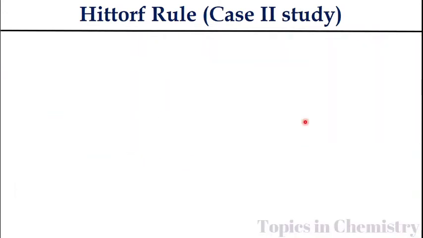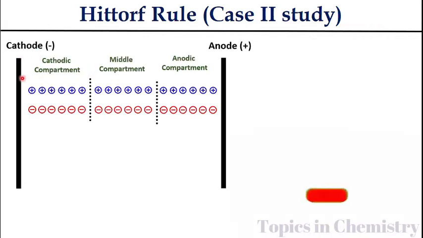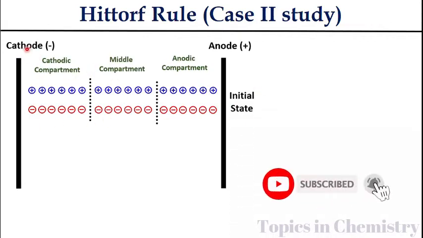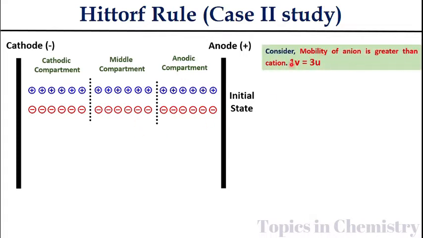Now consider case 2. So again, this is our initial state. Here you can see this is the cathode, this is the anode, and this is a 3 compartment cell: cathodic compartment, middle compartment, anodic compartment. Now consider in this case the mobility of the anion is greater than the cation. In the first case, we considered the mobility of the cation greater than the anion. Now we consider the mobility of the anion greater than the cation. So here you can write 1V is equal to 3U, so 3 times greater than the mobility of the cation.